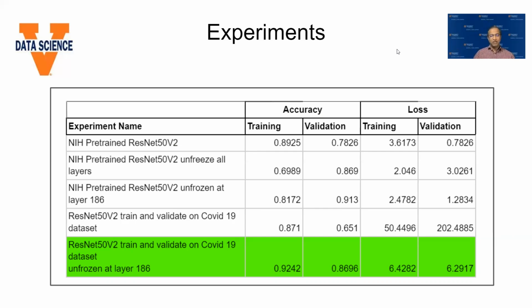In fact, our best result was when we unfroze the model at layer 186 and retrained and validated. We got an accuracy of 0.942. That's 92% training and 87% in validation accuracy. So it did not overfit. We achieved a higher accuracy, and the expected result was also not overfitting. So we achieved both the goals.